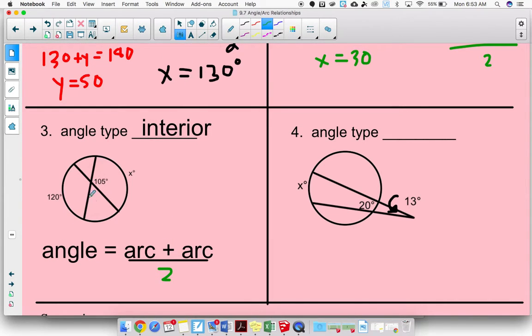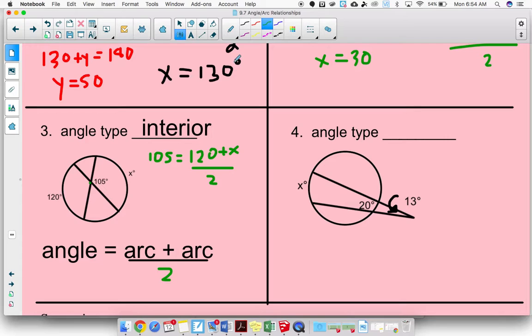Okay, so the angle, we actually know it this time. So we're going to say 105 is our angle. That has to equal one of the arcs, which is 120, plus the other intercepted arc, which I don't know. So I'm going to put X all over 2.